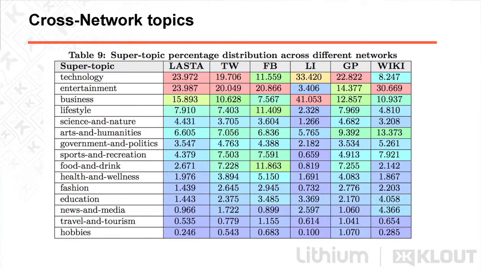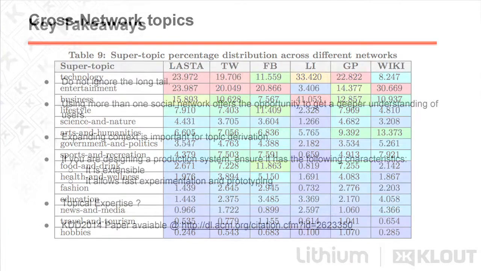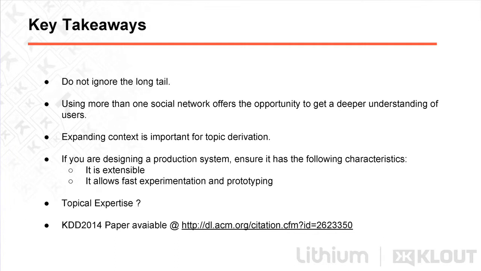And then just for fun, we can look at different distributions of the super topics across different networks and see that, for example, on Twitter, the most dominant topics are technology and entertainment. On Facebook, it's entertainment followed by technology, lifestyle, food and drinks. On LinkedIn, on the other side, it's business and technology. And on Google Plus, again, it's technology, and Wikipedia is dominantly about the celebrities.